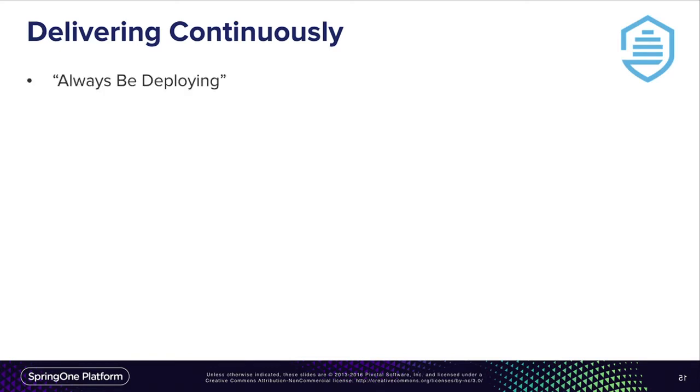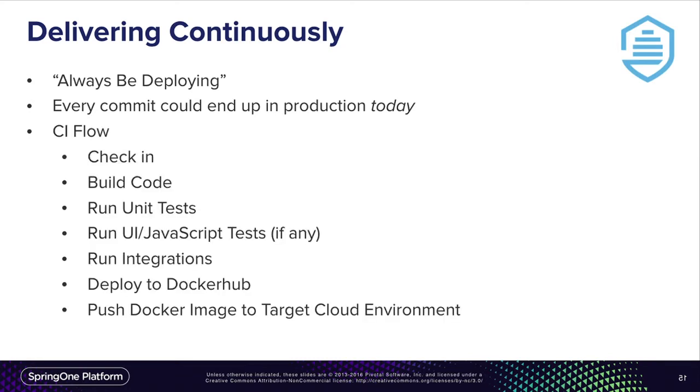So the first thing is the motto should be always be deploying. And when building the code, developers should consider that every commit they make could end up in production by the end of the day. And that's often a pretty hard mentality for people to switch to. And the only real way to get over that is to deploy more often rather than less.